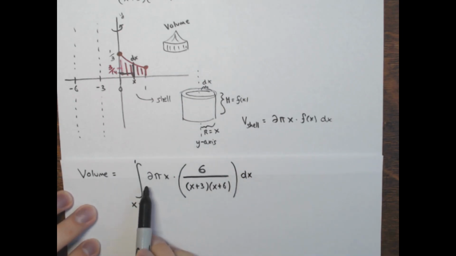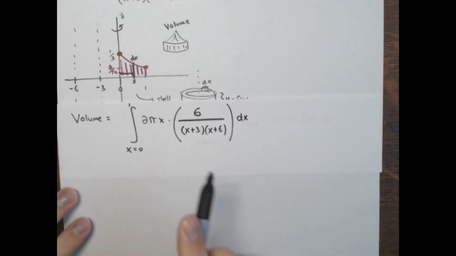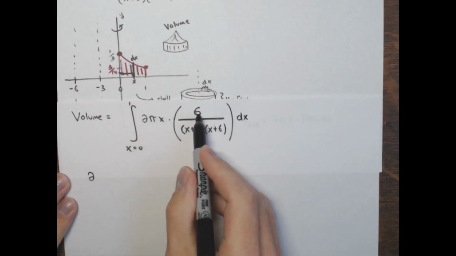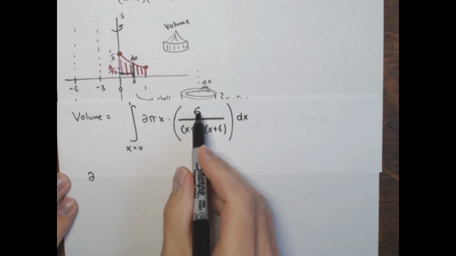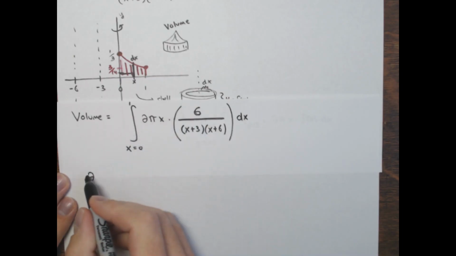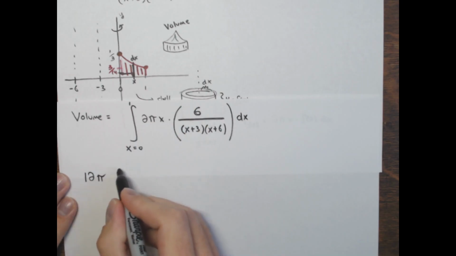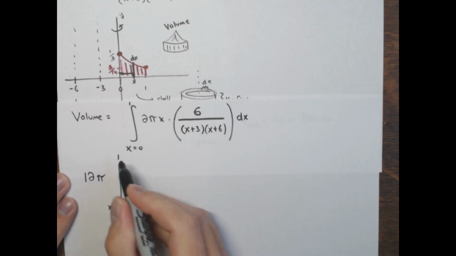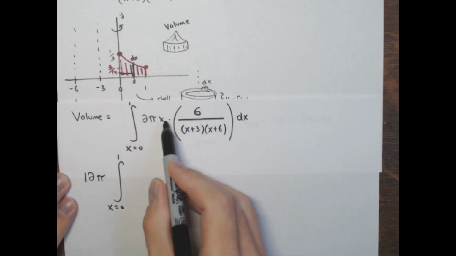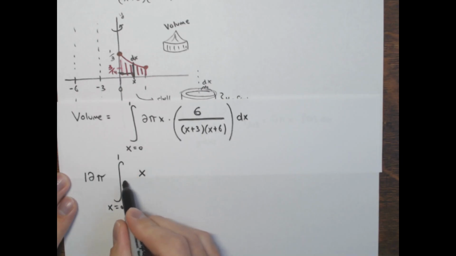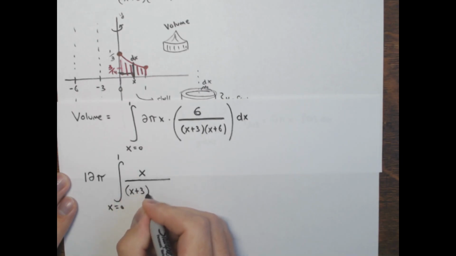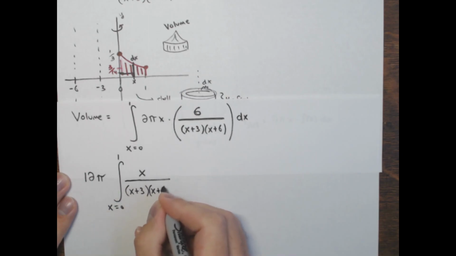Okay. So I'm going to pull the 2 pi out. Actually, I'm going to pull 12 pi out, because you have 2 pi times 6 up here. So I'm going to pull 12 pi outside. And then we have the integral from x equals 0 to 1, and if I pull 12 pi outside, you just have x in the numerator now, divided by x plus 3 times x plus 6 down here.